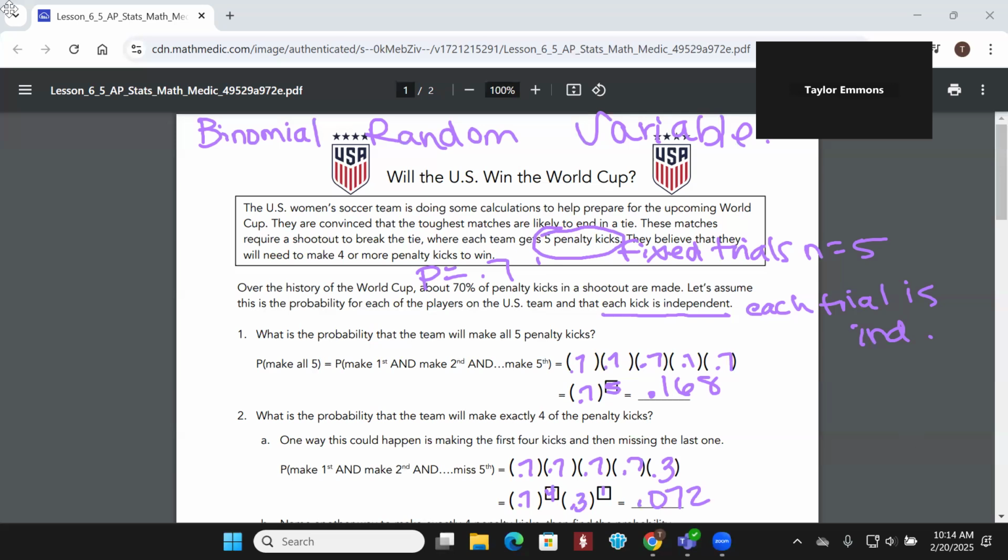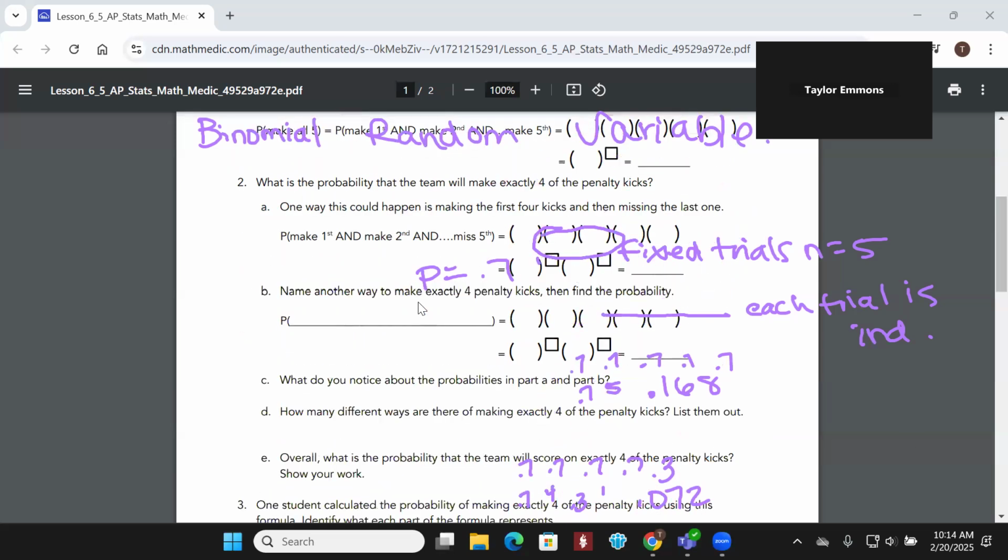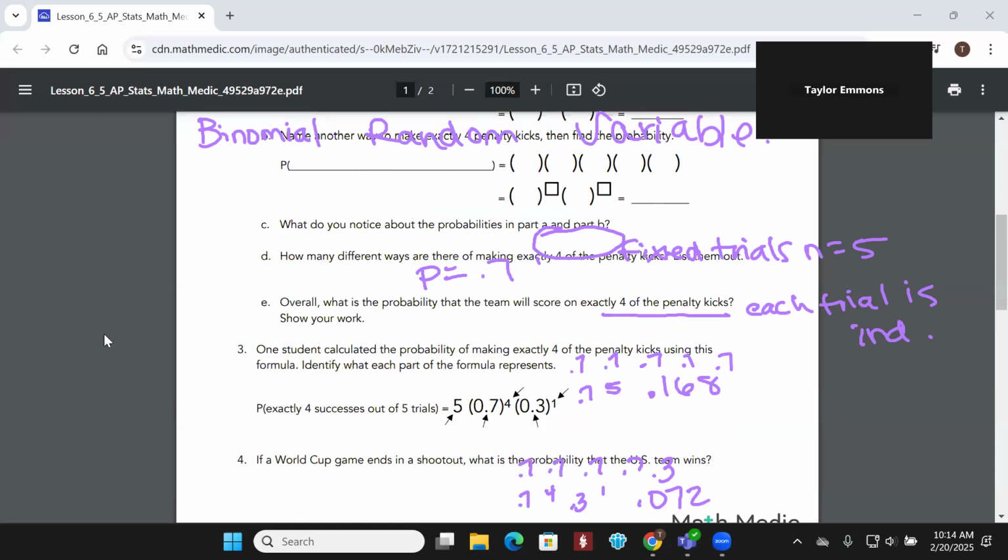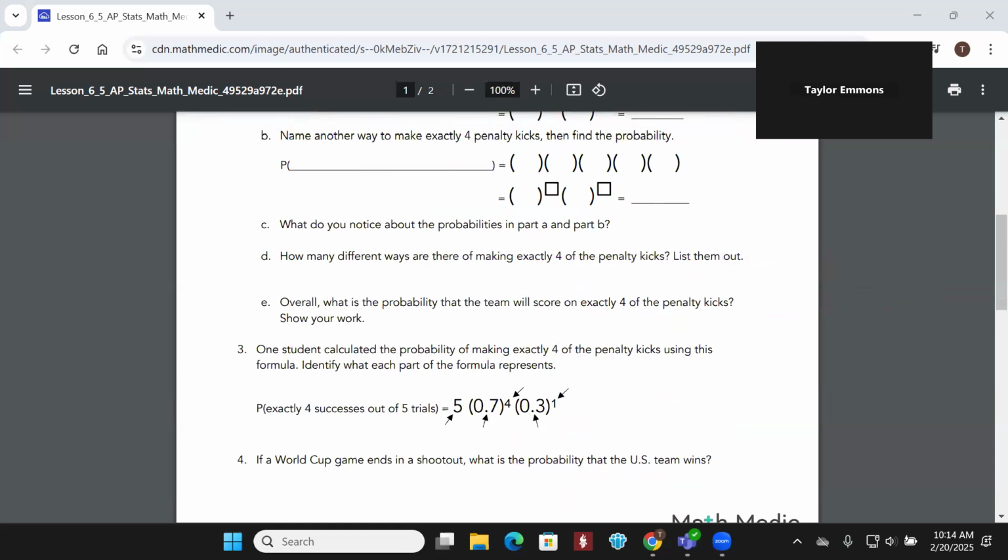Okay, good. Name another way to make exactly 4 penalty kicks. So what's another way? Miss the first and then make all the rest of them. So that's going to be 0.3, then 0.7, 0.7, 0.7, 0.7. 0.3 raised to the first, 0.7 raised to the fourth, and that's going to be 0.072.